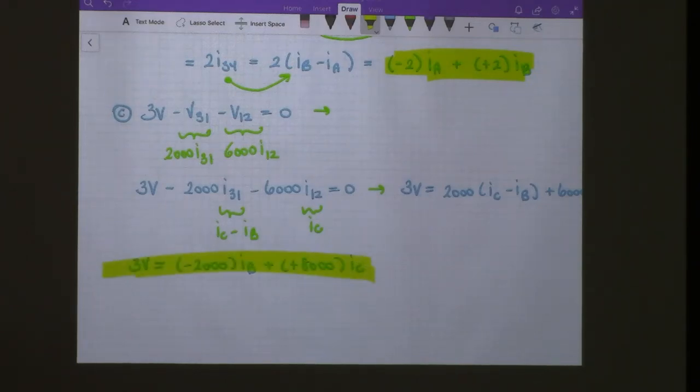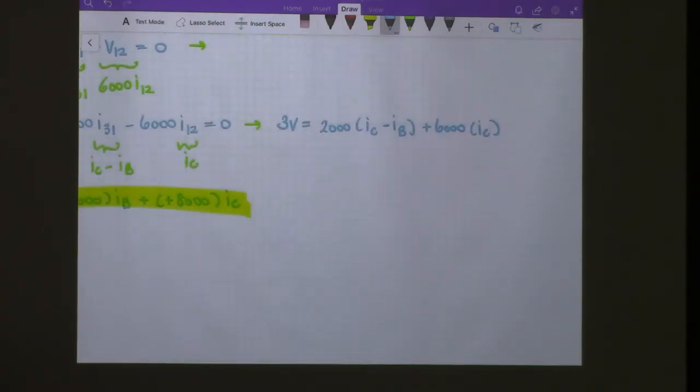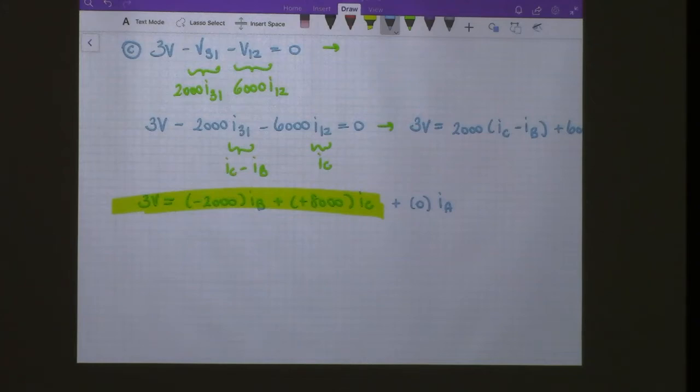If you wanted to, we could add in these terms just to remind you that all three of IA, IB and IC are technically present in both equations, but they can be represented with a coefficient of 0. Yes?